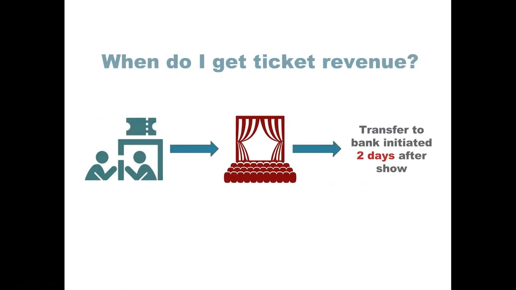So now we're just going to break down how soon you can get money for both donations and ticket revenue received via Artfully. So ticket revenue settles directly to your bank account. Once a show date has taken place, we take 2 days for processing.